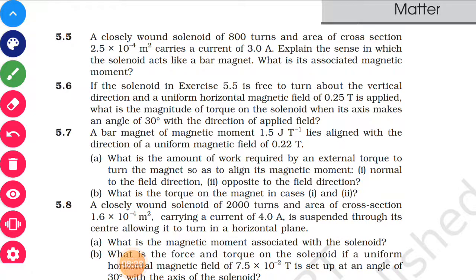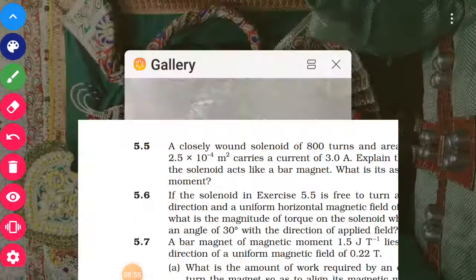Now numerical number 5.6. If the solenoid in this exercise 5.5 is free to turn about the vertical direction and a uniform horizontal magnetic field of 0.25 Tesla is applied, what is the magnitude of torque on the solenoid when its axis makes an angle of 30 degrees with the direction of the applied field? Now we want to find out the torque which is acting.